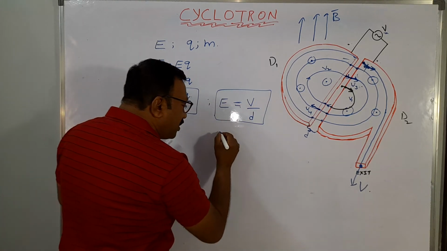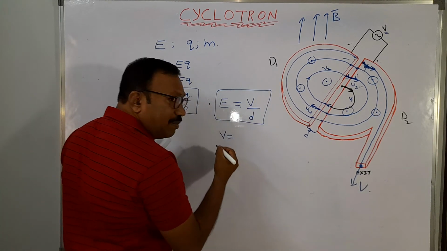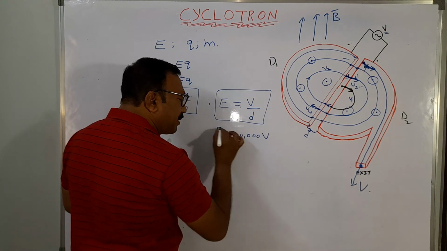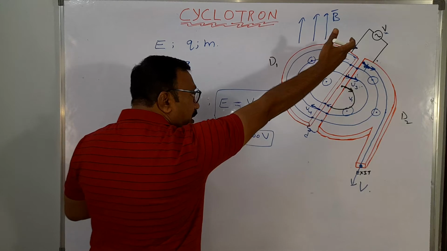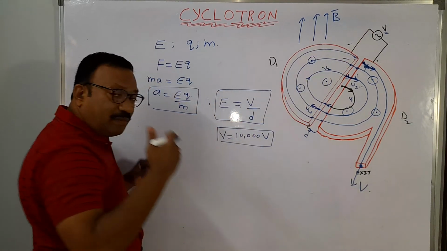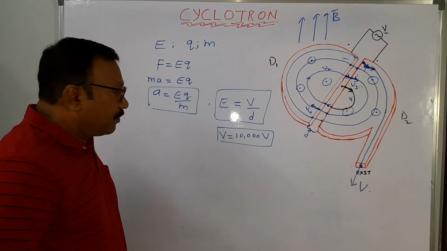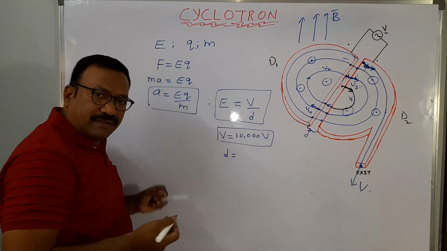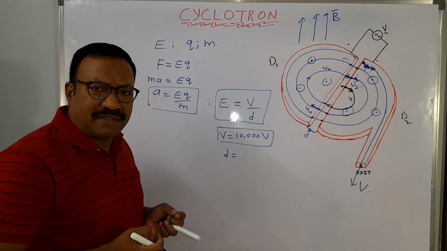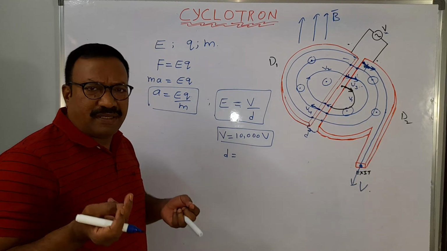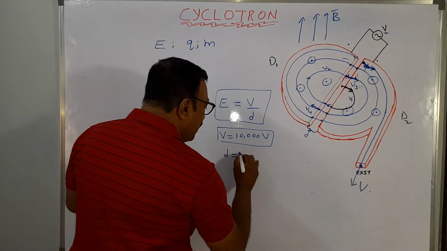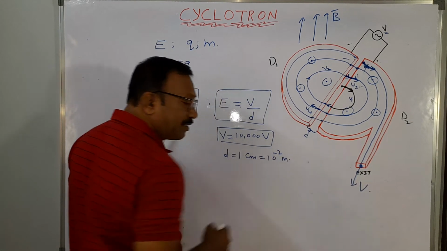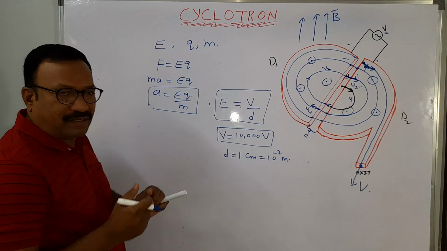Generally, you know how much potential will be there. This potential will be around 10,000 volts. High voltage you will apply here. The alternating voltage that you are applying will be a high voltage. Right. Distance between the plates, how much will I keep? It is only a small distance. Let me take 1 centimeter. So 1 centimeter I'll take. This is nothing but 10 to the power of minus 2 meters. Approximately I am taking some value.